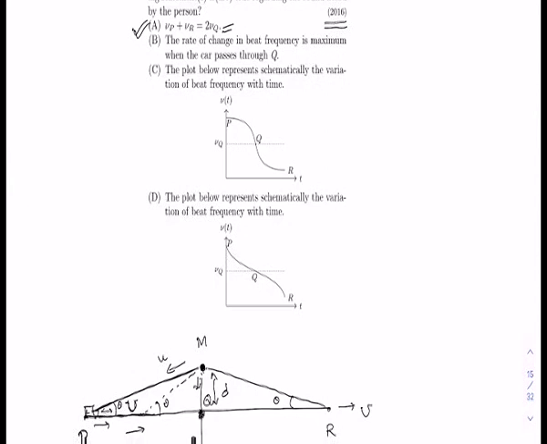Okay, so from here, if I observe this plot, first of all as regards option B, the rate of change in beat frequency is maximum when the car passes through q, so this is correct. And out of C and D, because the slope has to be negative and it has to be maximum at point q, option C is the correct one. So we can conclude that out of all these four options, options A, B and C are correct in this question.